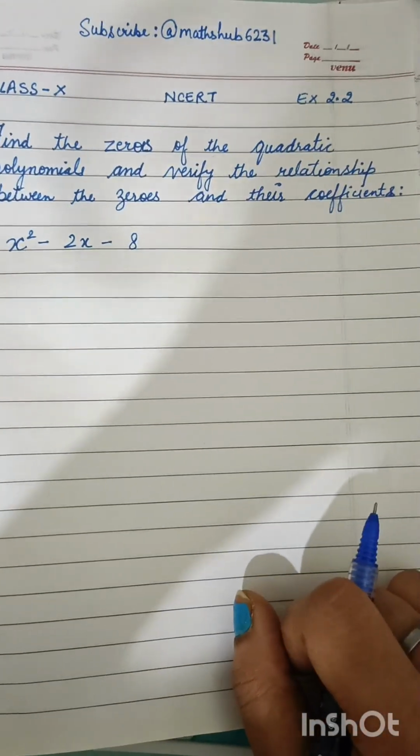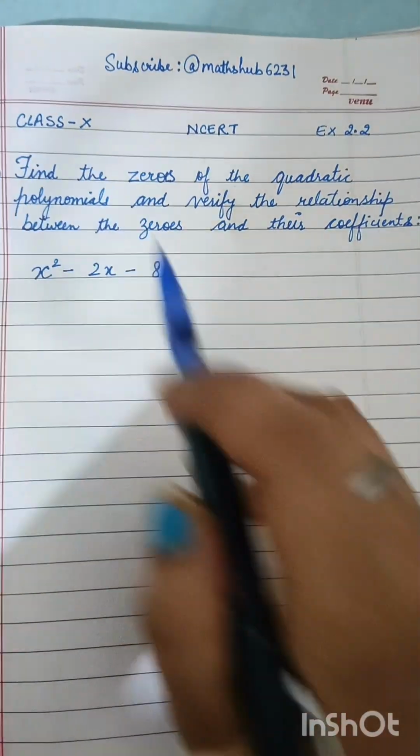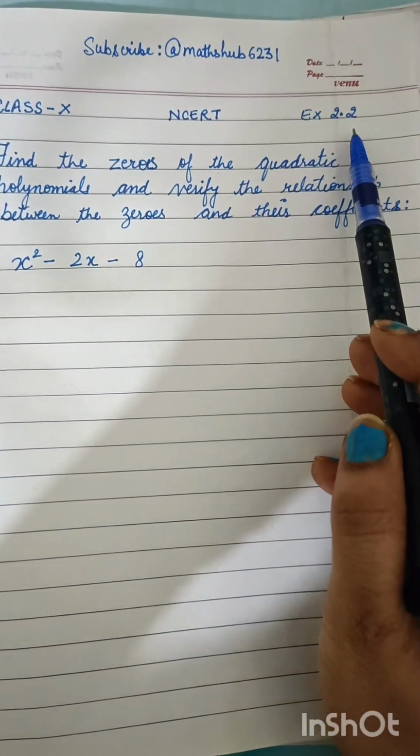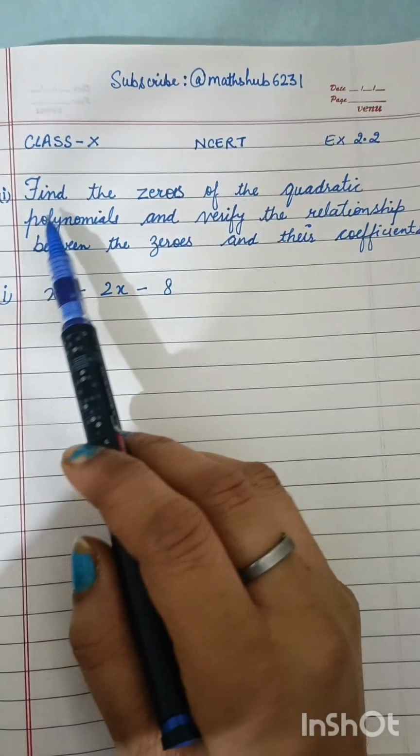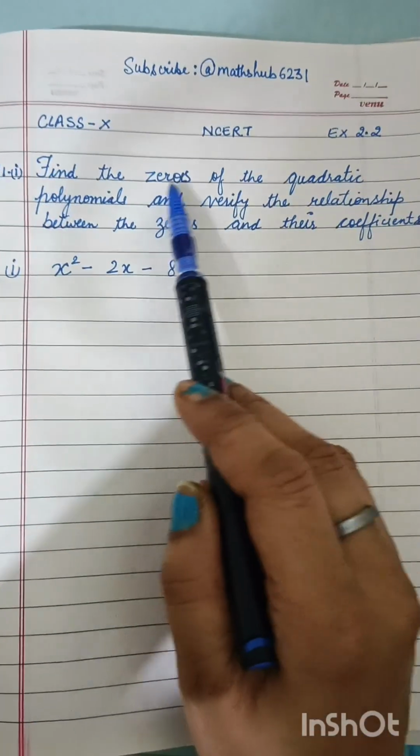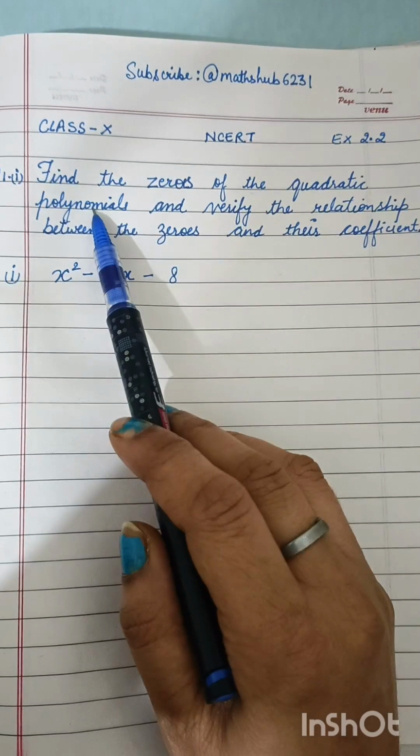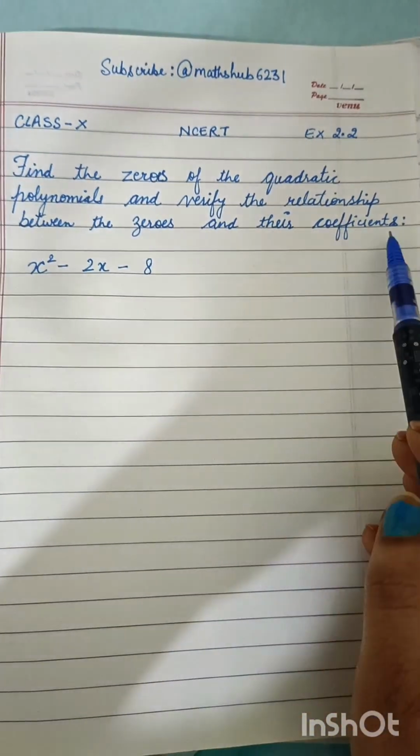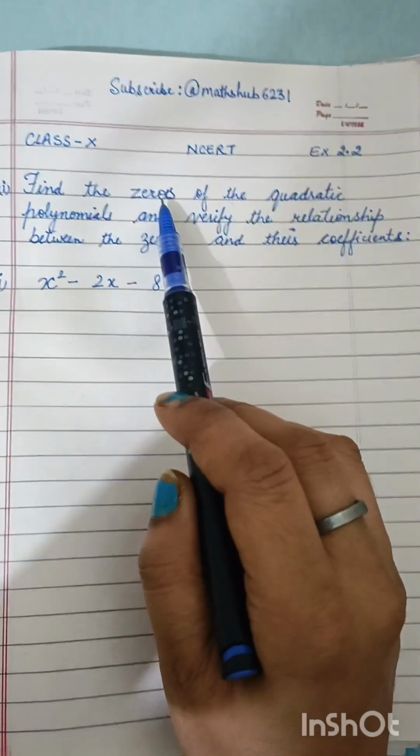Today I have brought a question from 10th class. It is an NCERT question from exercise 2.2. So here we'll read the question first. Find the zeros of the quadratic polynomials and verify the relation between the zeros and their coefficients. We'll find the zeros. What does it mean?